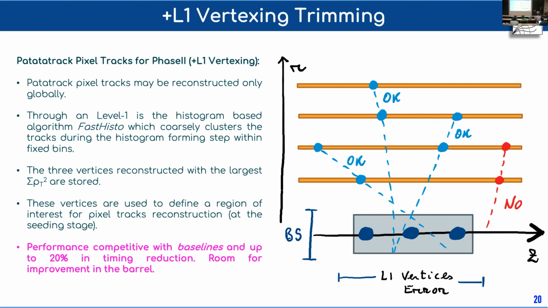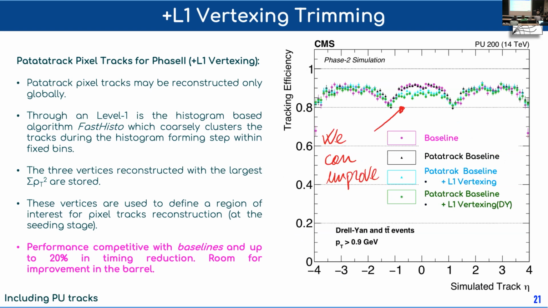And with this, we reached something like a 20% reduction in timing. And you see that the performance is basically the same. We tested with some sort of displaced topologies also, and it is due to the fact that at the end, talking with the L1 people, they provided us with more vertices. So at the beginning it was just the first one, the most energetic one.